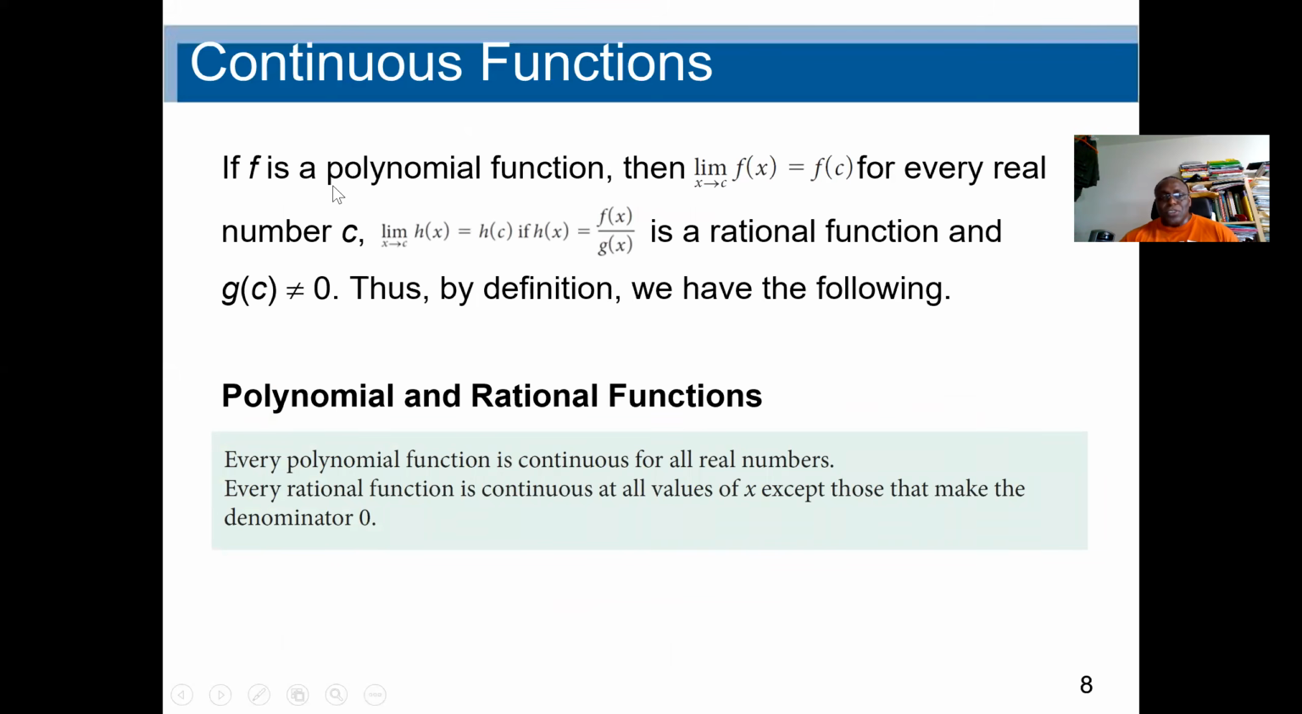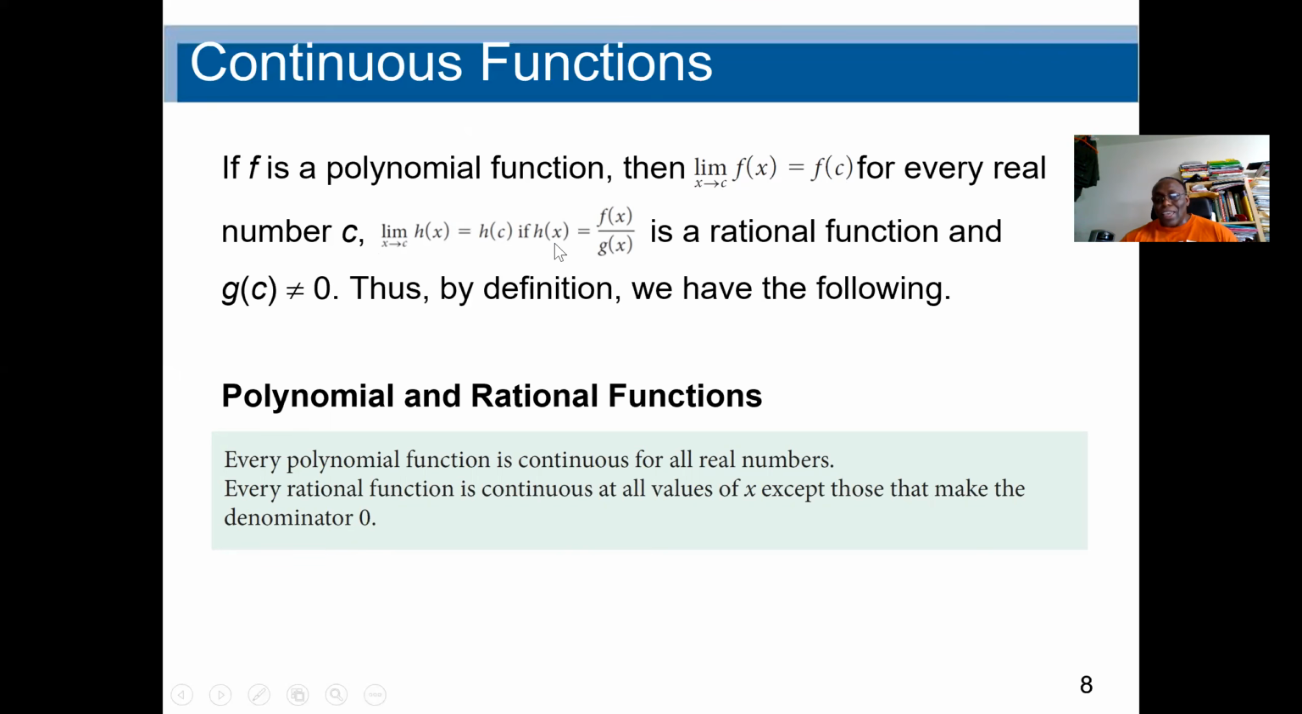So here, if f is a polynomial function, then the limit as x approaches c of f at x is equal to f at c for every real number c. As we said again, if f is a polynomial function, then the limit of f at x as x approaches c, we substitute with c, so it's equal to f at c for every real number c. Now, the limit of h at x as x approaches c is also equal to h at c.